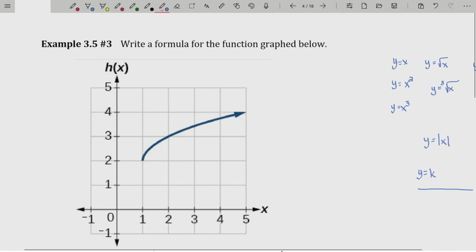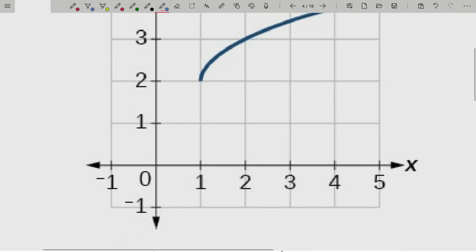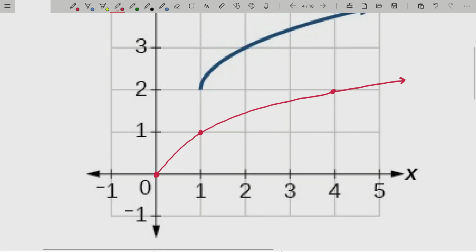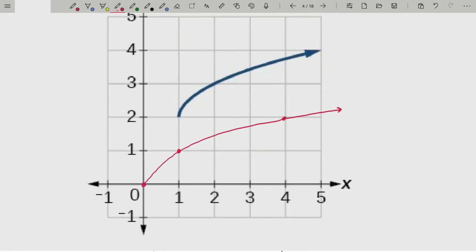If it was y equals the square root of x, well, the square root of x normally goes through 0, 0, and 1, 1. Now, I told you you should not be plotting points to graph these, but to be honest with you, it sometimes helps just to see what the graph looks like. So 0, 0, 1, 1, it goes through 4, 2 as well. And the question is, how do I get from that red curve to the blue curve? Well, you can see it's been lifted 2 units, and it's been shifted to the right 1 unit. So 2 units up, 1 unit over.